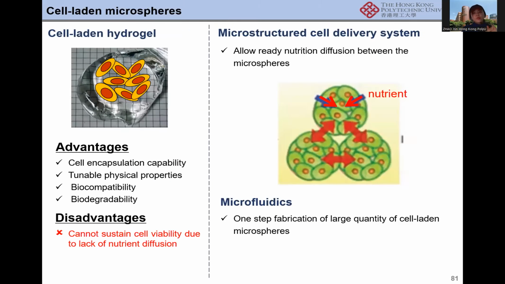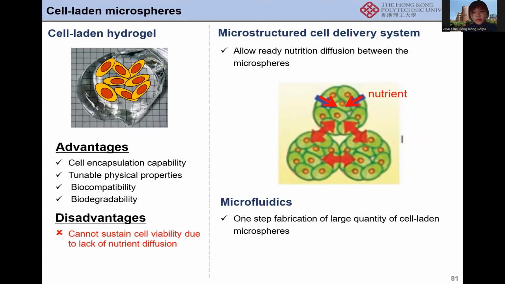So why we want to use these microspheres is because when we're using the bulk hydrogel, if we encapsulate the cells in there, and the material is huge, because of the lack of diffusion, the nutrition cannot enter the center of the hydrogels, so the cells in the center may die. So in this case, we develop this microstructured cell delivery system so that nutrition can diffuse and we can have better cell survival.